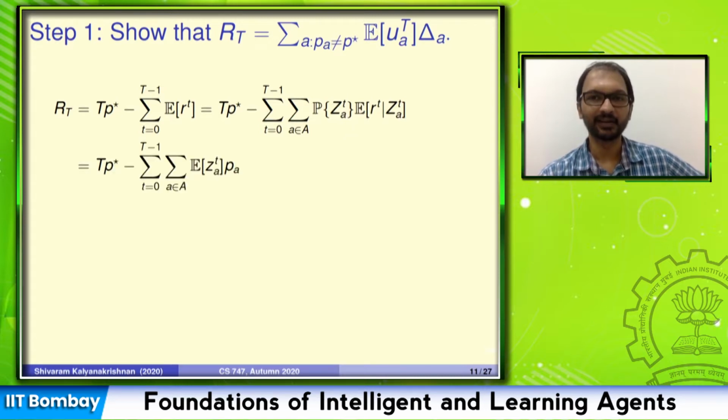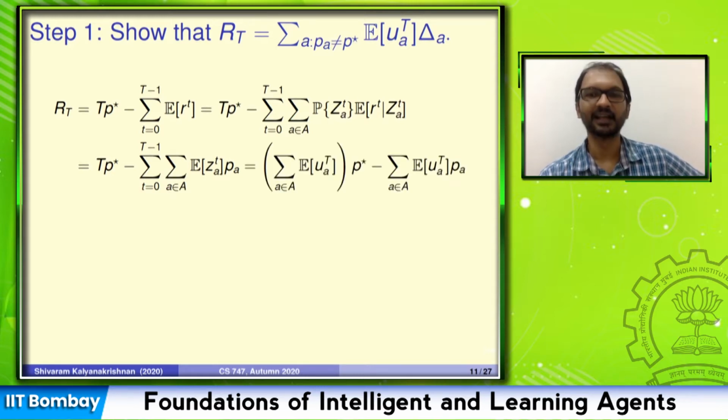Next step. Now I'm going to use what we did on the previous slide. We know that the probability of ZTA is the same as the expectation of little zTA. That's already shown. And we also know that if ZTA happened, then RT, the actual reward that you got, is the mean of that arm, which is PA. So this is a relatively straightforward step.